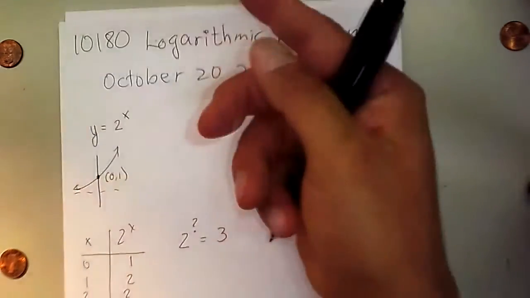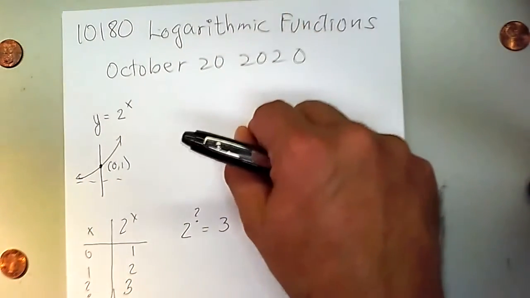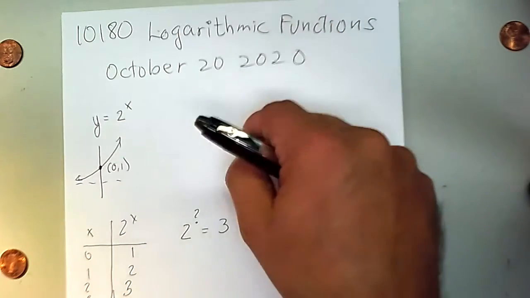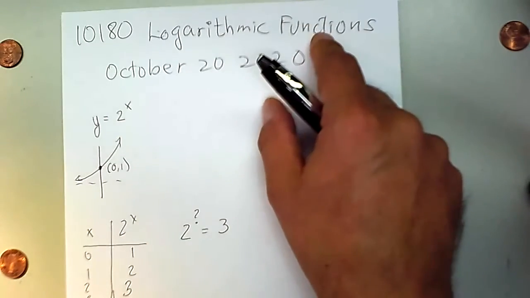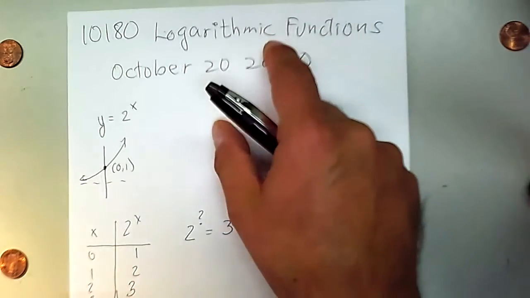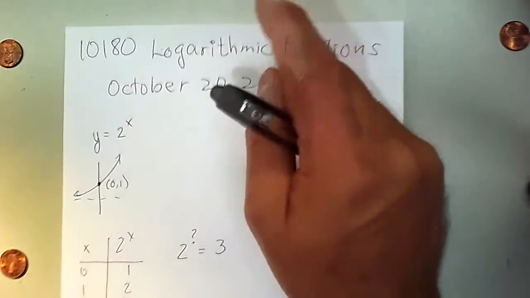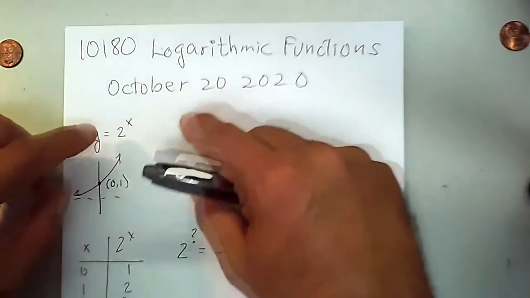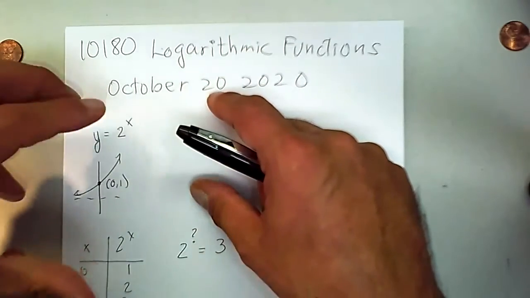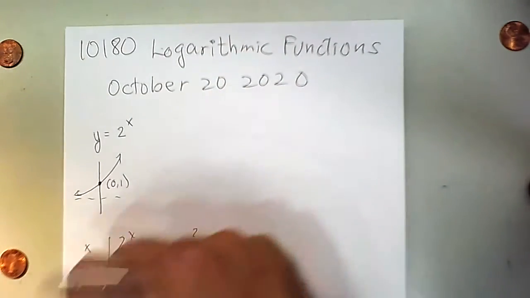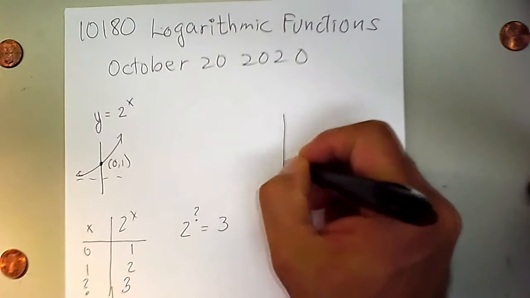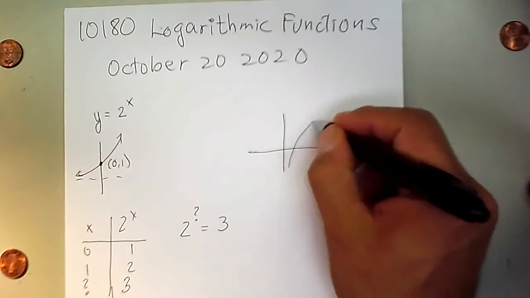We know how to undo squaring by taking the square root. We know how to undo an addition by subtracting. We know how to undo a multiplication by dividing. We know how to undo a division by multiplying. How do we undo an exponent like this? That is not obvious. That is not clear. That is not trivial.